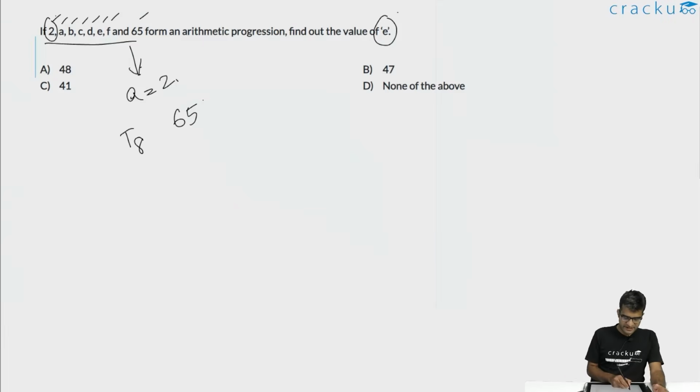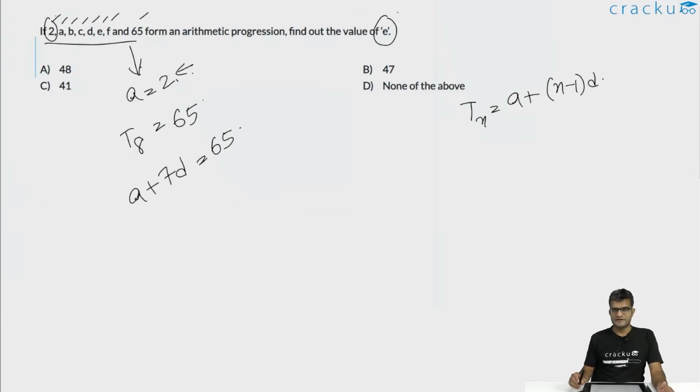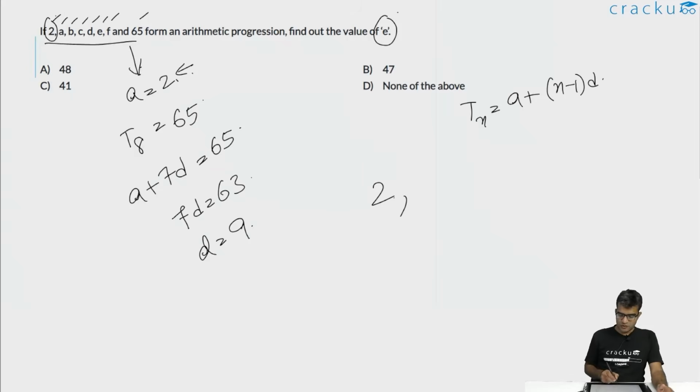So T8 is 65. We know that in an arithmetic progression, the nth term is equal to A plus (n minus 1) into D. This would imply that A plus 7D is equal to 65, where A is the first term and D is the common difference. A is 2, so 7D will be equal to 63, or the value of D, the common difference, is equal to 9. So the arithmetic progression is 2, 2 plus 9, 11, 11 plus 9, 20, 29, 38, 47, 56 and finally you will get 65.